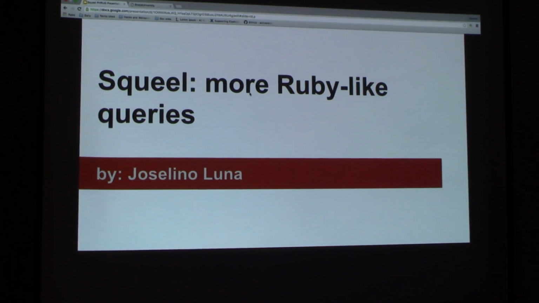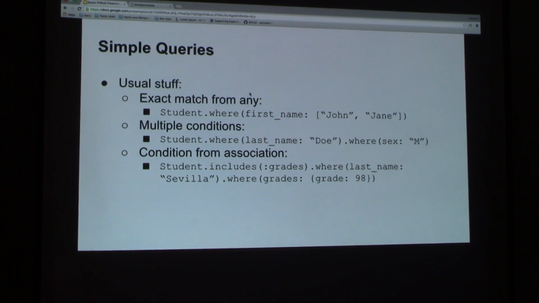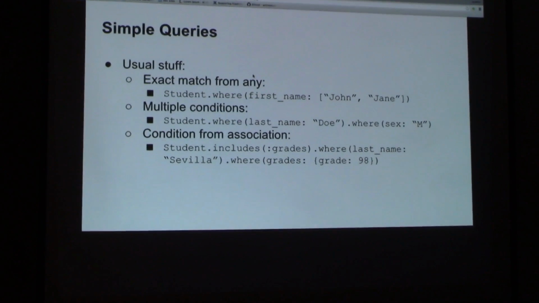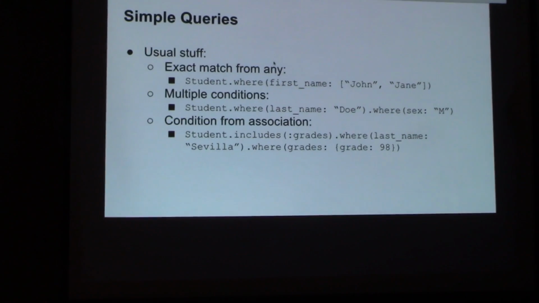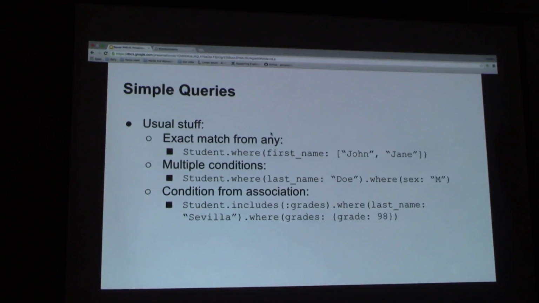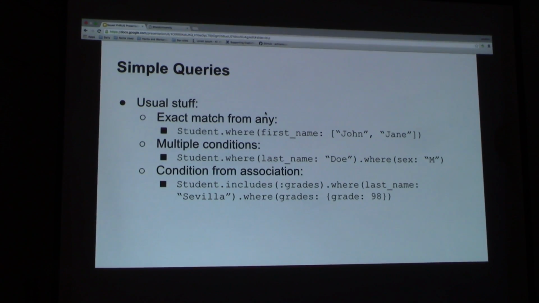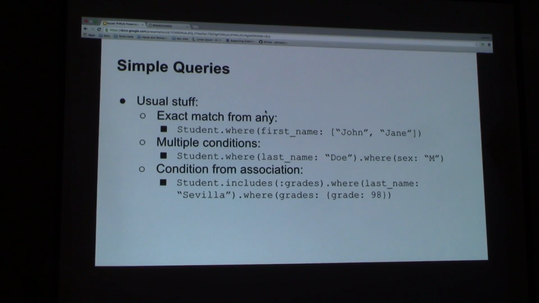To start off, let's do a recall. Simple queries, of course, we're all familiar with those. When you look for an exact match, say you have a student object and you want to look for the first name, you can pass a string or a collection or an array. The reply will be either one or more in the collection. Multiple conditions are more like method chaining, where you chain multiple where calls. We're all familiar with that, right?